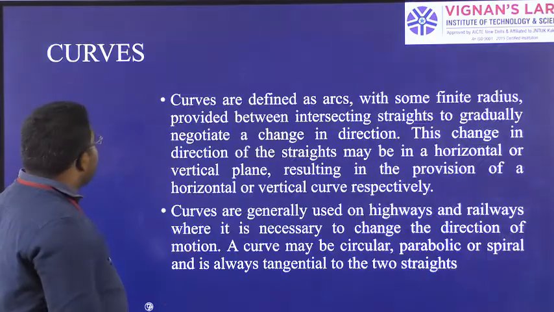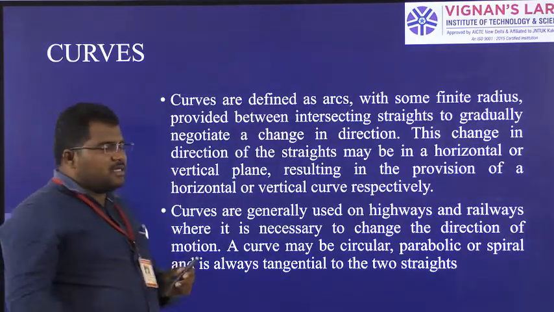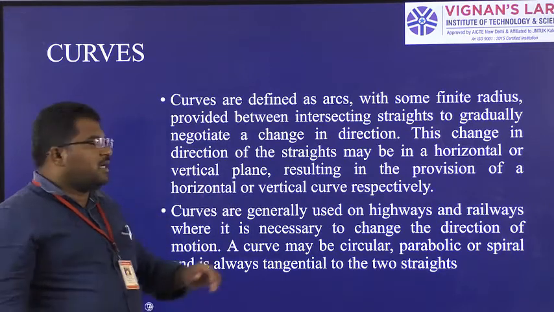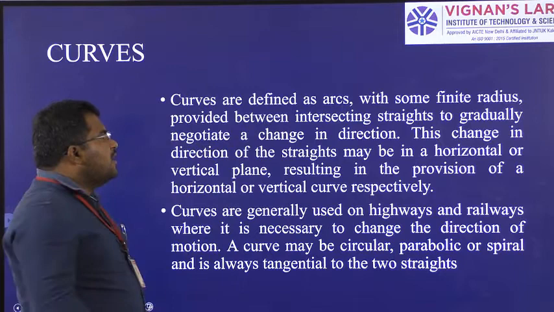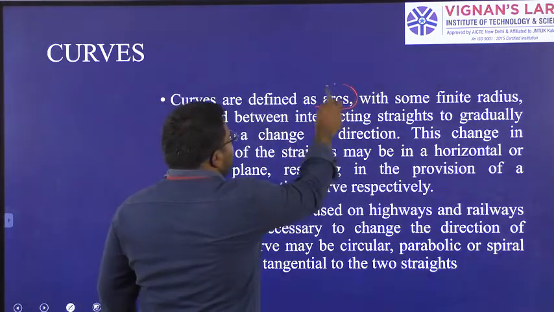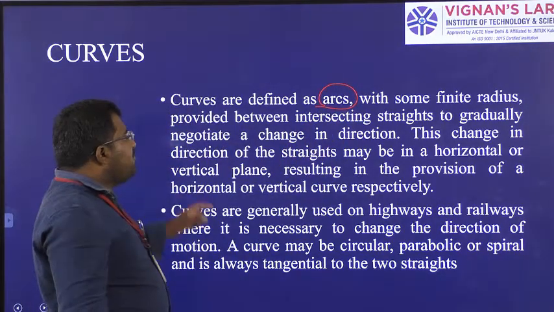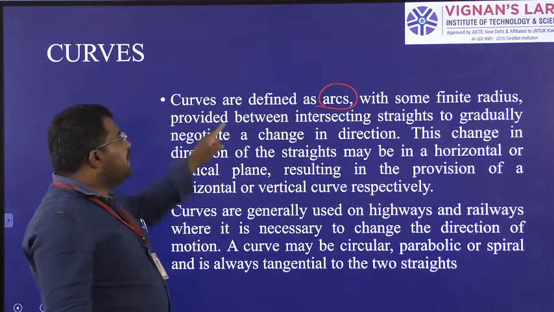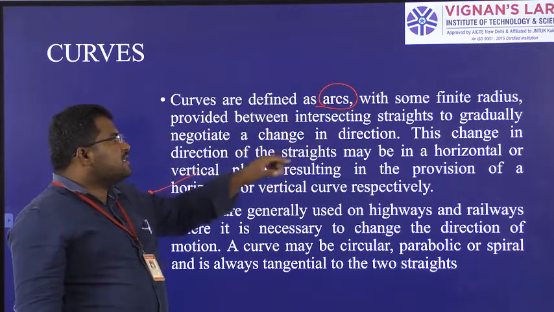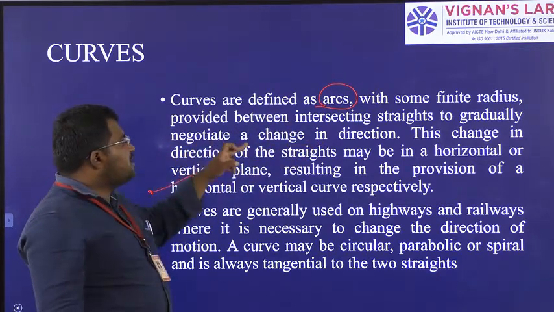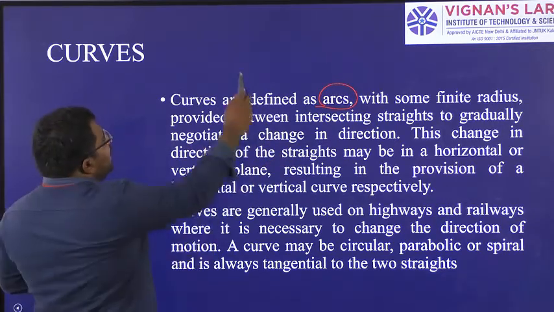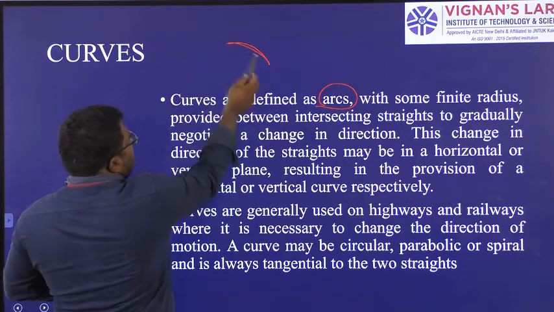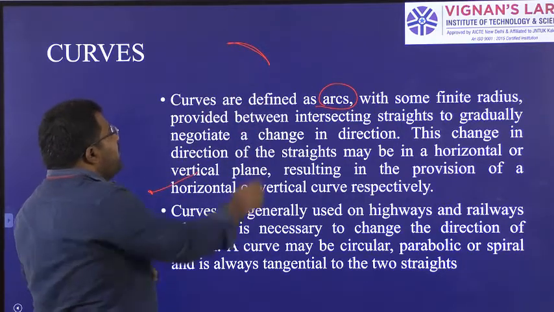So now the first thing is curves. What is the definition of curves? The definition is like this: curves are defined as arcs with some finite radius provided between intersecting straights to gradually negotiate a change in direction. This is an arc. An arc is like this, with some finite radius.